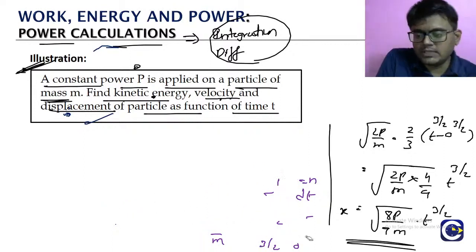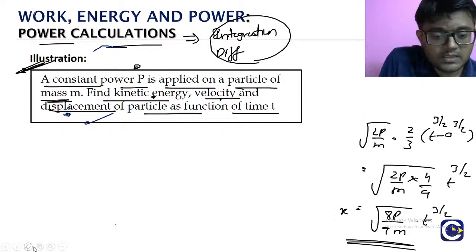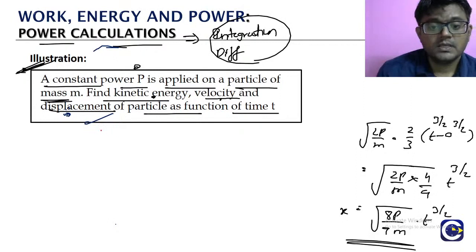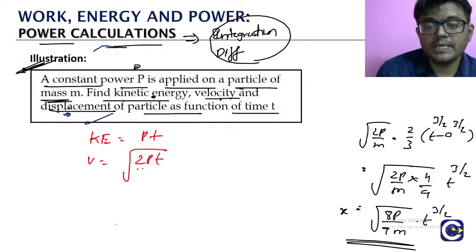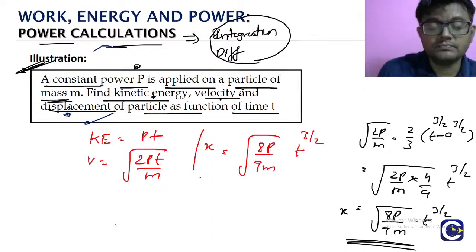Maybe I'll just write down these results again so that we can copy the final results in one place. So what are the results we are having? The kinetic energy function is P into t. Velocity will be root 2Pt by m. That is the velocity function. And now we are getting the position function: root 8P by 9m into t power 3 by 2.